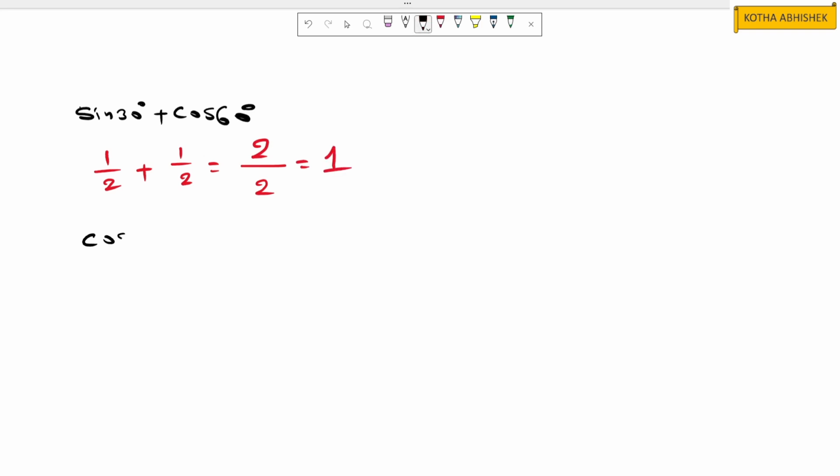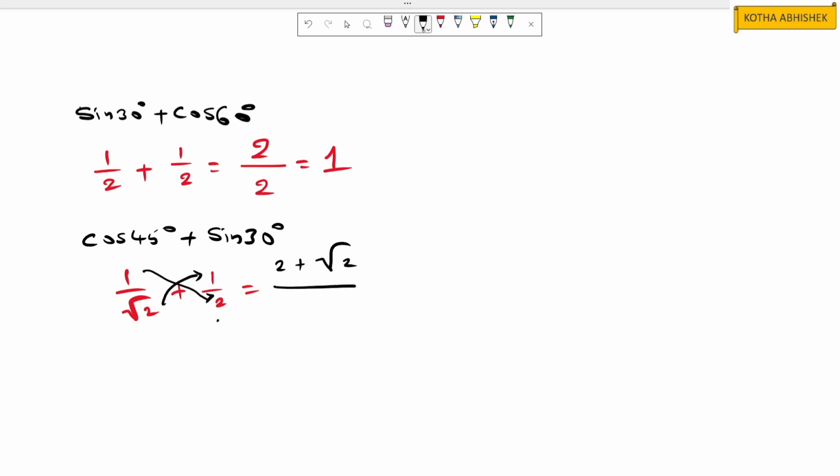What is the value of cos 45 degrees plus sin 30 degrees? Here, first cos 45 is 1 by root 2, plus sin 30, 1 by 2. Here both the denominators are different, so I am going with the cross multiplication. 1 times 2 is 2, plus root 2 into 1, root 2, or 1 root 2, both are the same, divided by 2 into root 2, 2 root 2.